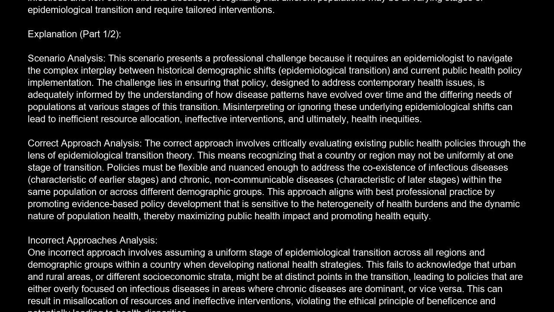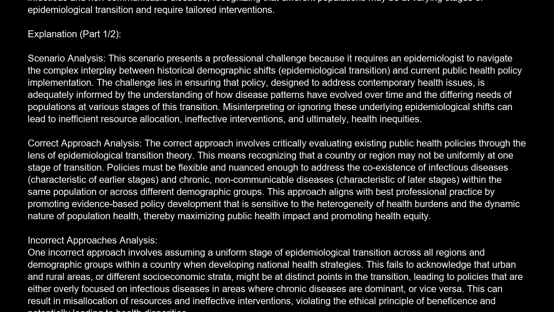The correct answer is A. Advocate for a comprehensive review of existing policies to assess their responsiveness to the coexistence of infectious and non-communicable diseases, recognizing that different populations may be at varying stages of epidemiological transition and require tailored interventions. Explanation: scenario analysis.